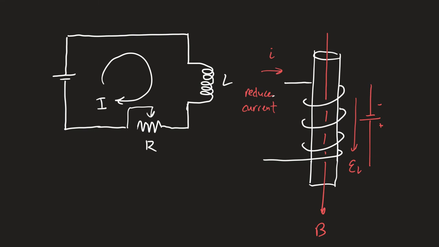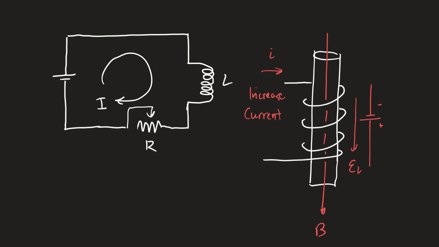Can I keep going? There's only two options here. I try to reduce the current, and an EMF appears in this direction to try and maintain it. The other possibility is that instead of reducing the current, we try to increase the current. This could be done by reducing the resistance, so turning down my potentiometer.